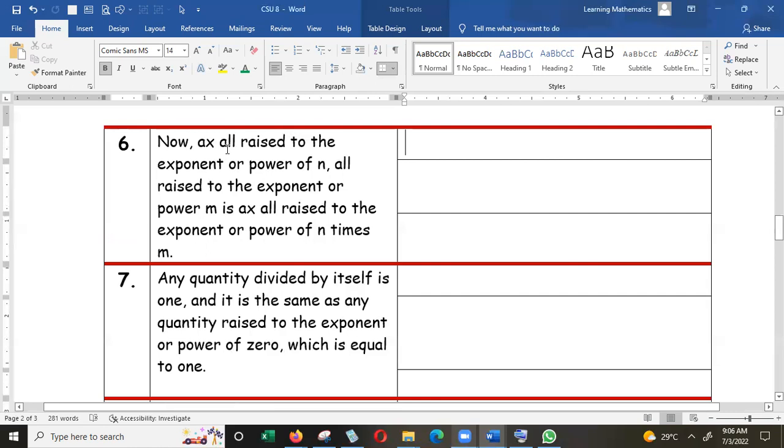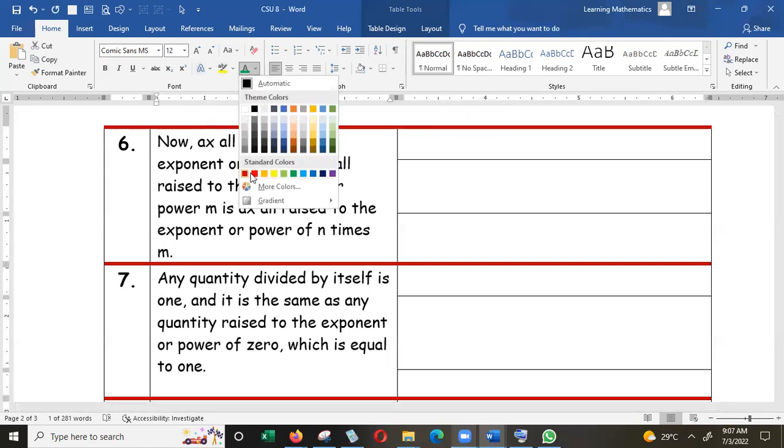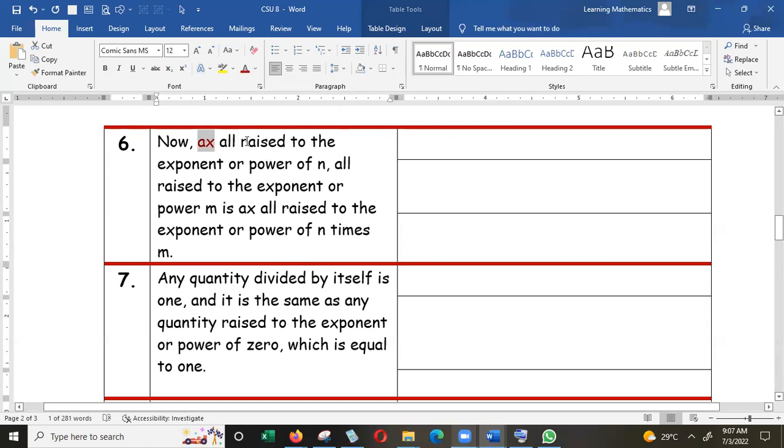Example 6 and 7. So I'm going to read this little paragraph here. Now, ax all raised to the exponent or power of n, all raised to the exponent or power of m, is ax all raised to the exponent or power of n times m. So there are some keywords here that we can use to facilitate the translation. Ax is almost looking like a symbol already, so it doesn't really require translation. Raised to the exponent or power, this has a symbolic translation.